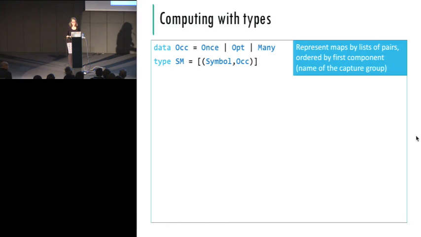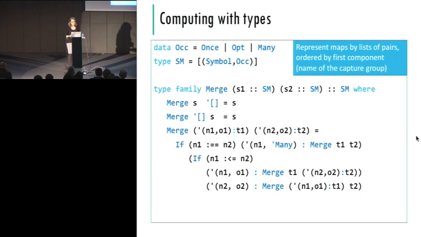This occurrence map, or the symbol map, is this list of pairs, but I'm also going to maintain the invariant that it's an ordered list of pairs. I'm going to keep the symbols in order, right? Because I want to keep track of how many times a symbol occurs in a regular expression. And so I use that invariant in the implementation of merge. So merge is a lot like the merge function from merge sort, right? It takes two sorted lists of these symbol occurrence pairs and merges them together.